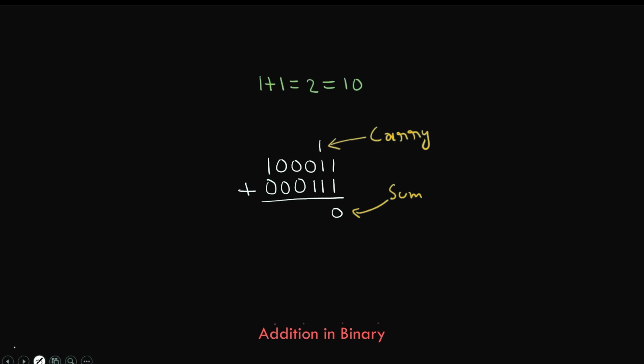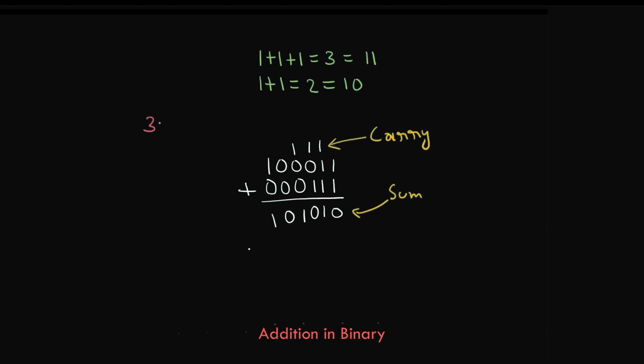For the next digit, 1 plus 1 is 2, plus the carry 1 makes it 3. In binary, 3 is 11, so I write 1 in carry and 1 in sum. Next, 1 plus 1 is 2 again, so carry 1 and sum 0. Finally, 1 plus 0 is 1. I just added 35 and 7 to get 42.